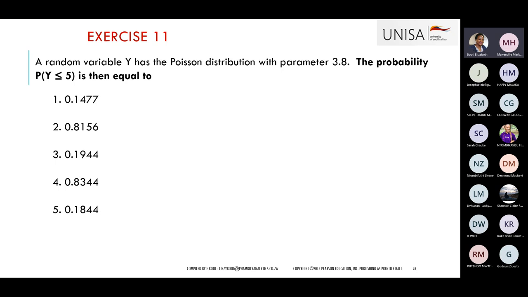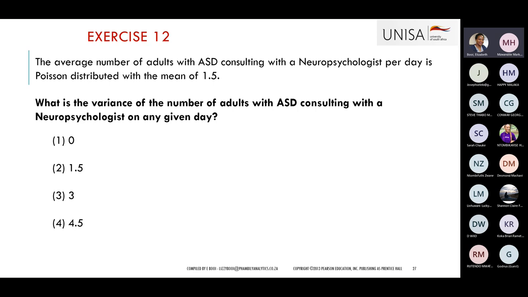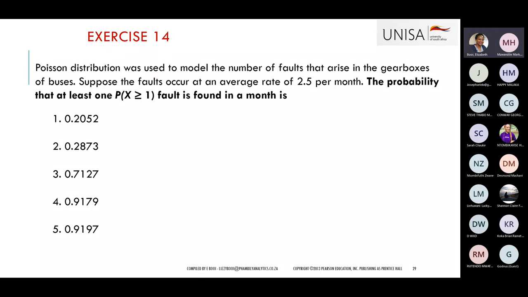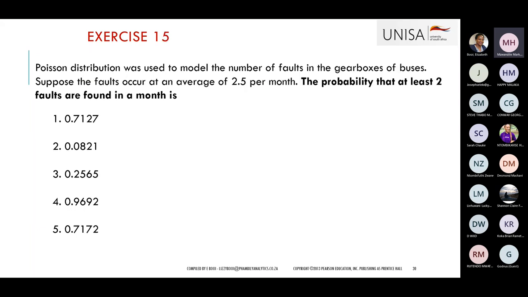You just need to make sure that you understand that that is your mean average and that is your Y, and you calculate the same average, calculate the variance. You need to calculate the probability of at least 7, so it's greater than or equal to 7, greater than 1 for 2.5, at least 2.